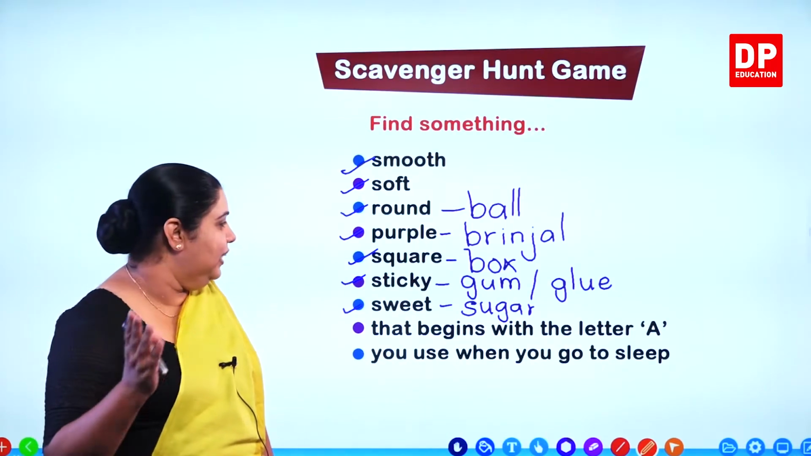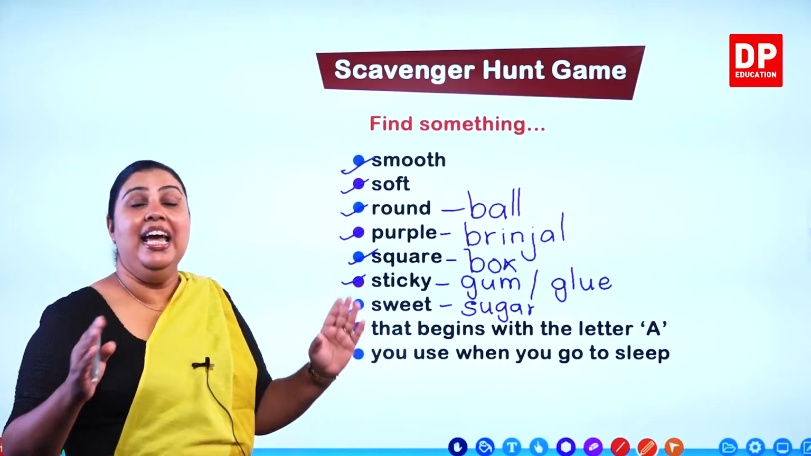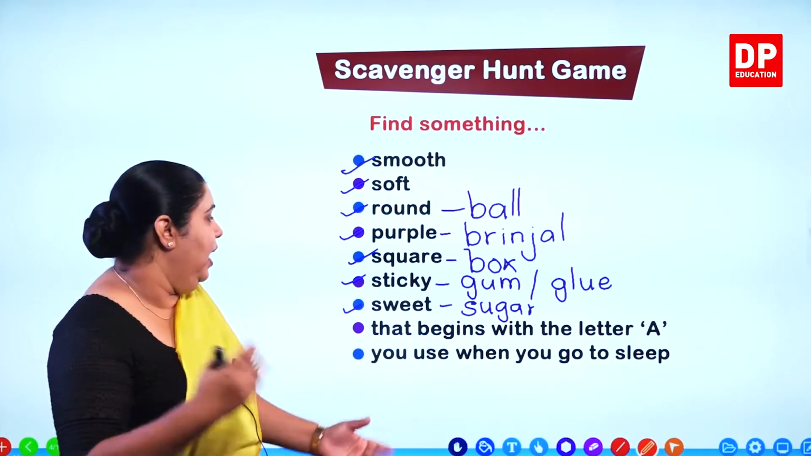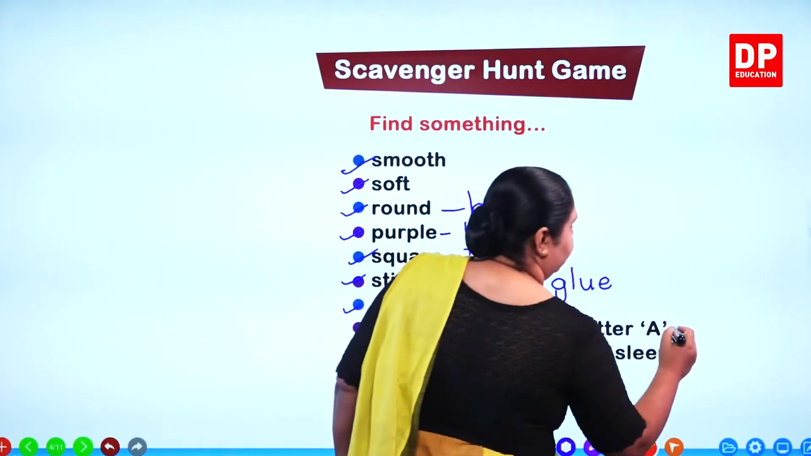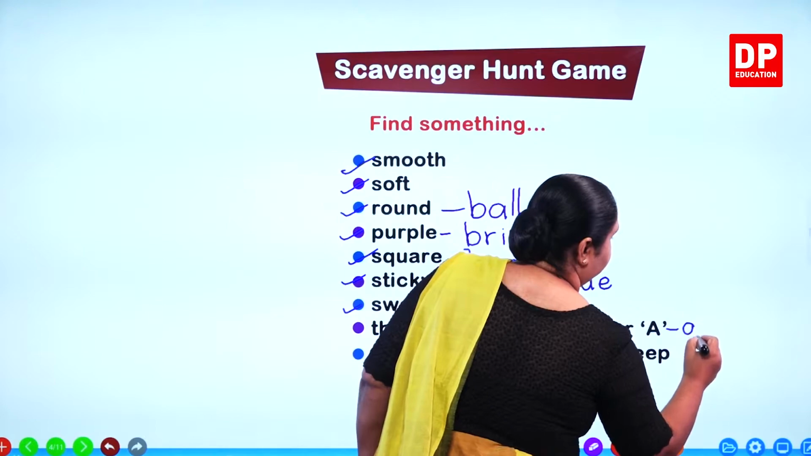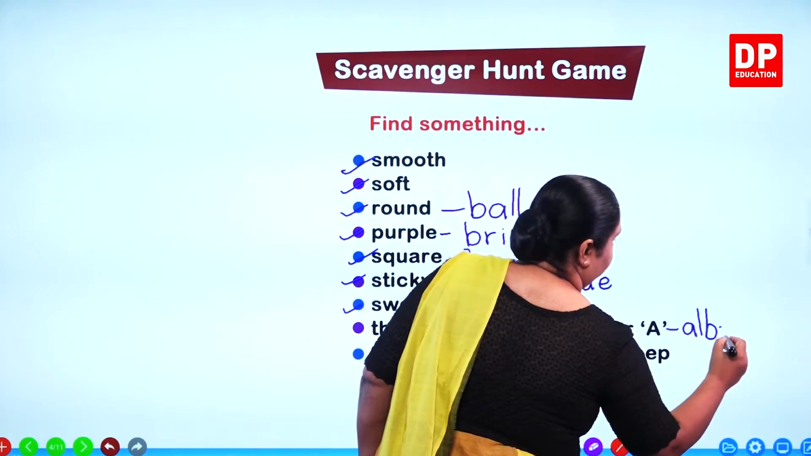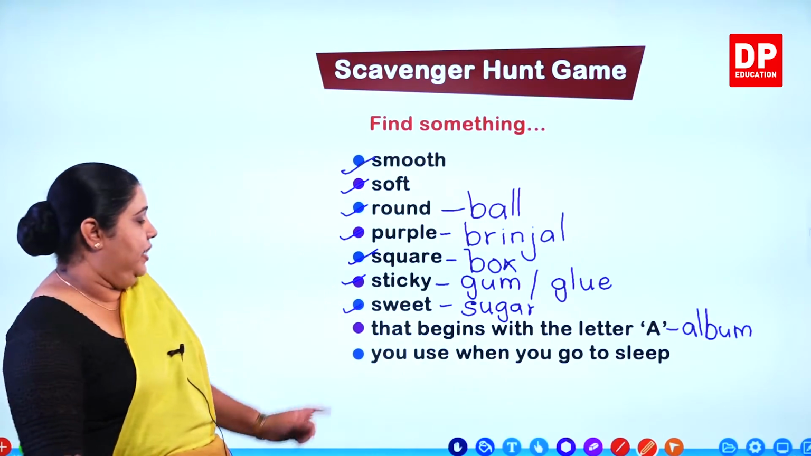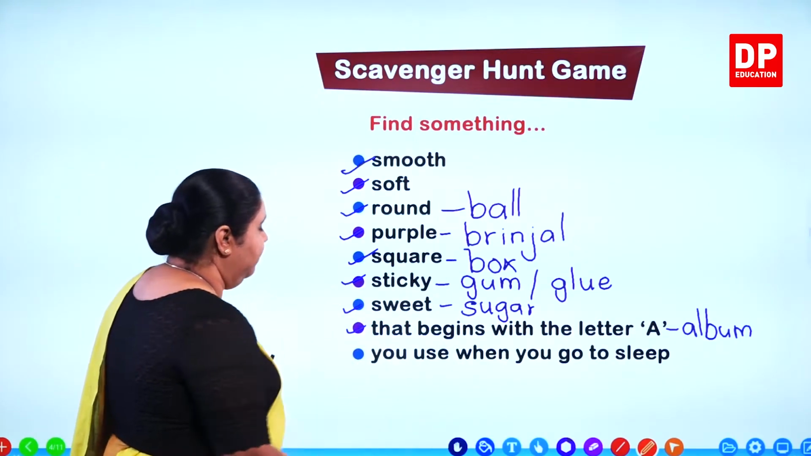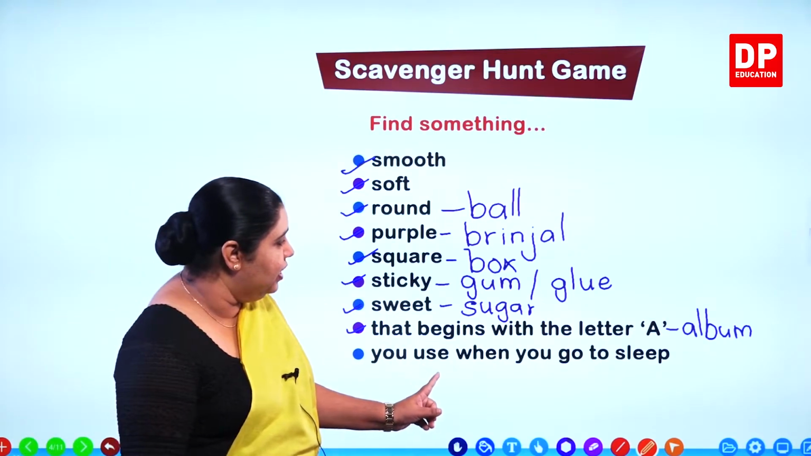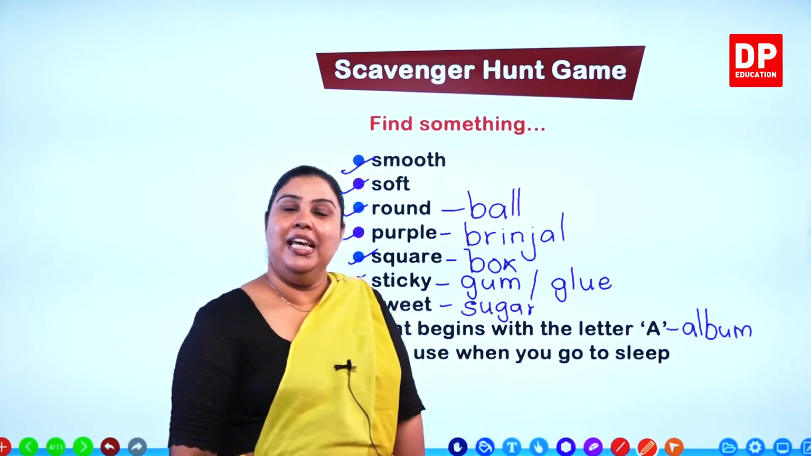Okay? So, those are the things that start with letter A and that you can include in your scavenger hunt game. So, maybe I will say something that starts with letter A. Maybe you can bring an album. Because all of us have albums at home. Right. So, we have completed that. Then we have find something you use when you go to sleep.